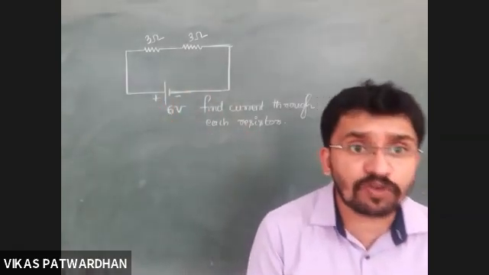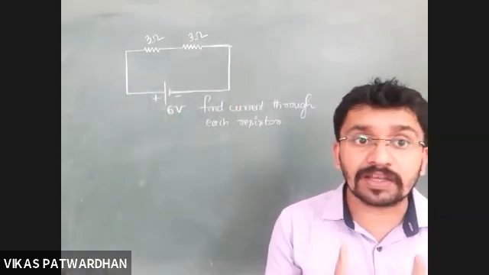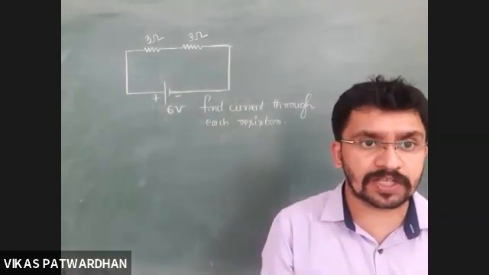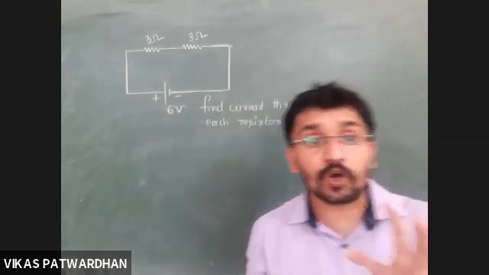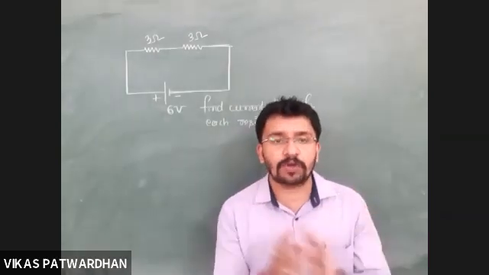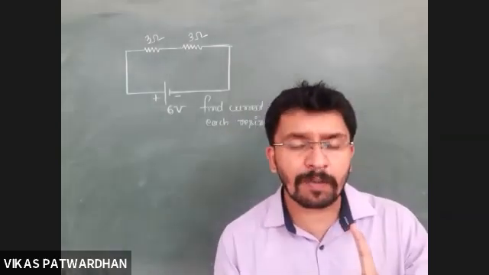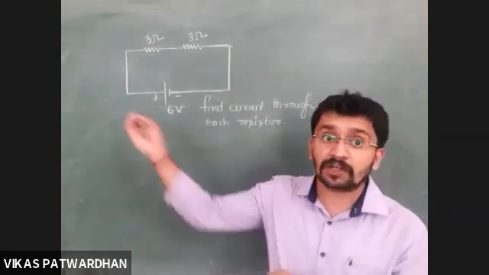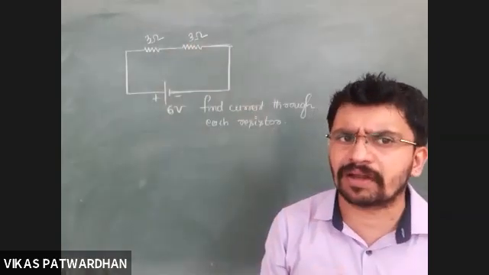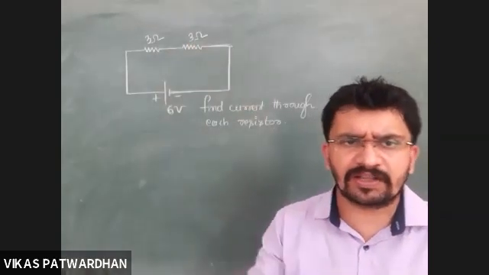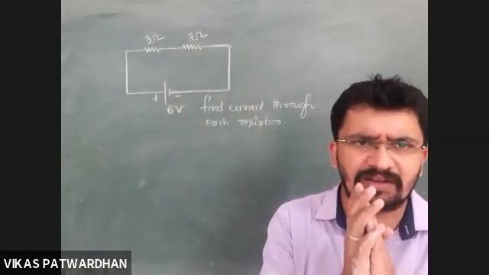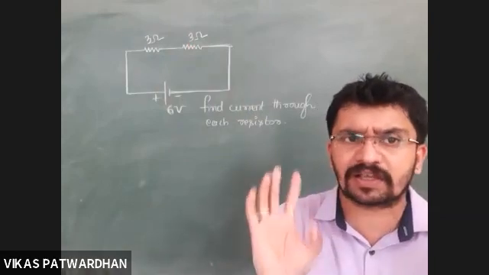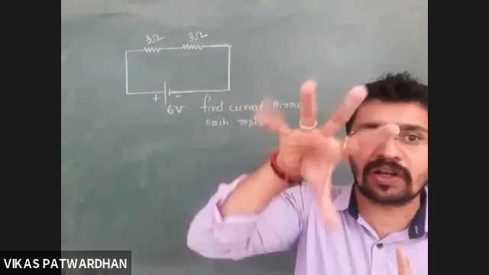Why? What is the role of a battery? The role of a battery is to push electrons across the resistors. The role of a battery is to create potential difference. The role of a battery is to energize electrons. Whether there is 1, 2 or 15 resistors, it is irrespective of the battery's task. But the battery wants the total resistance.